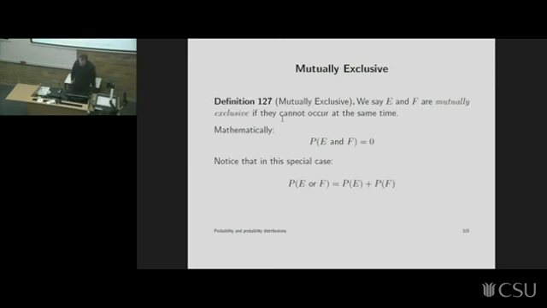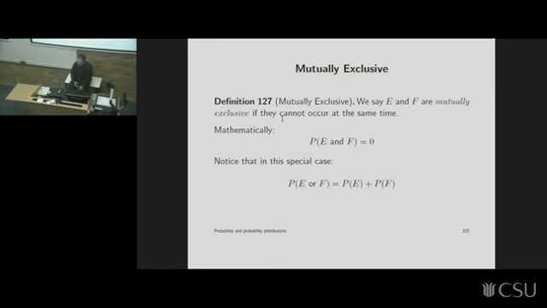So the first one is called mutually exclusive. And because it's all based on sets, you can also talk about it being disjoint. We say two events are mutually exclusive if they can't happen at the same time. So putting it various ways, the probability of both of them happening at the same time is 0. In terms of sets, that would mean the two sets don't overlap, so the intersection of the two is the empty set.